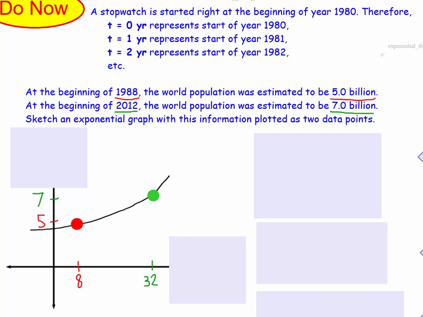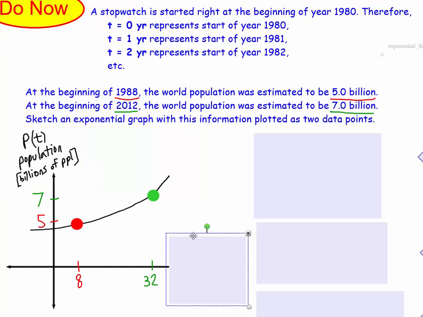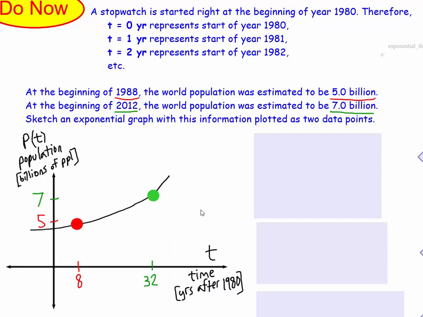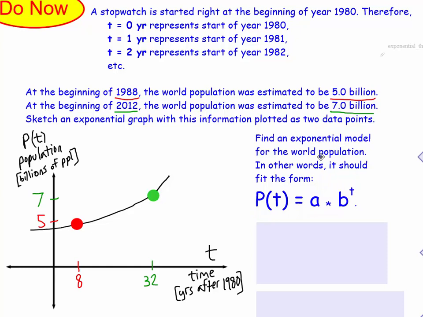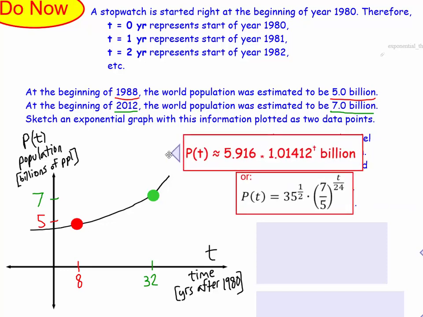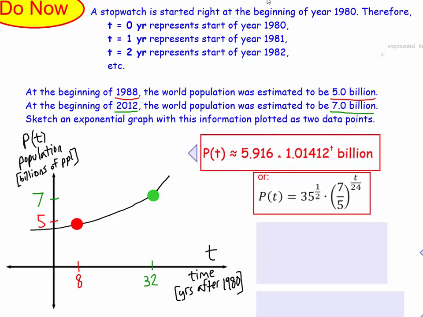And if we're being good math students, we should certainly make sure our axes are clearly defined. So P of t, the population in billions of people, on the vertical axis, and t, time in years after 1980, on the horizontal axis. If we use that technique that was demonstrated in the other video for this lesson, we might ask the question, come up with an exponential population model. And again, using that technique from the other video, you would come up with this equation.